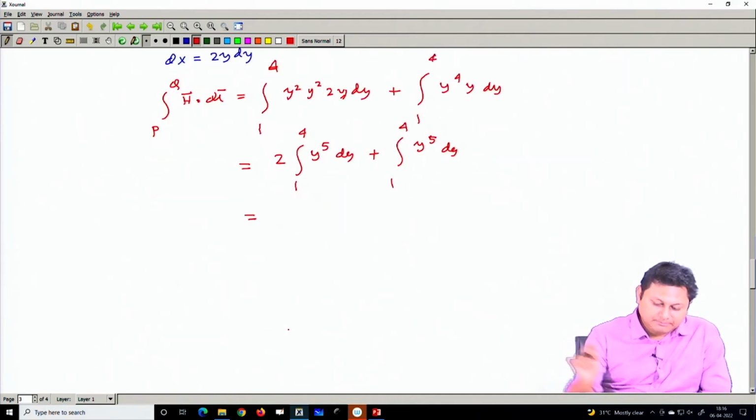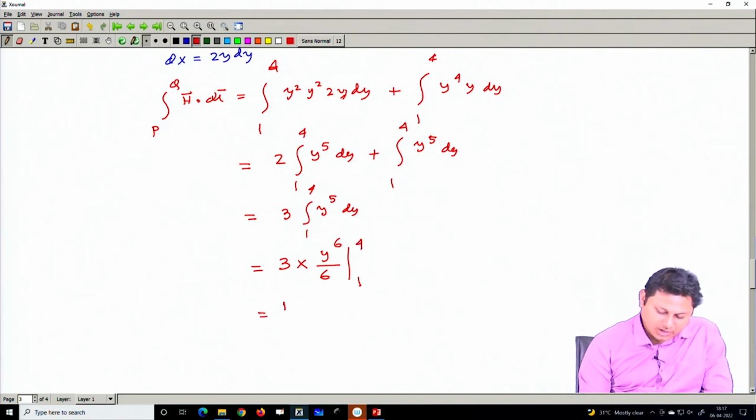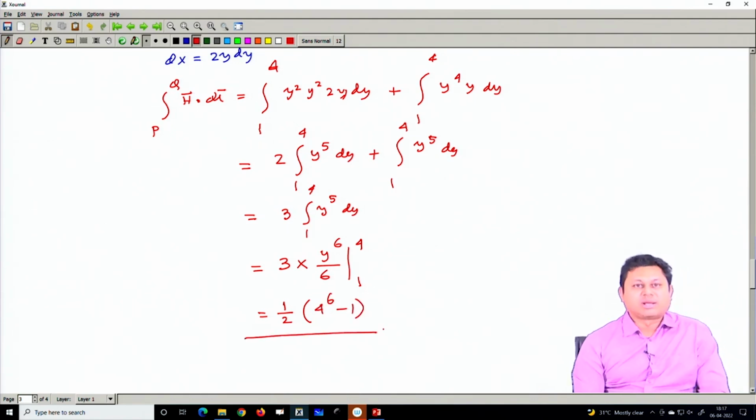So, this is simply 3 times the integration of y to the power 5 dy from 1 to 4. So, we have 3 multiplied by y to the power 6 divided by 6 with the limit 1 to 4. So, this is one half, and then I have 4 to the power 6 minus 1. So, this is the value of the integration.